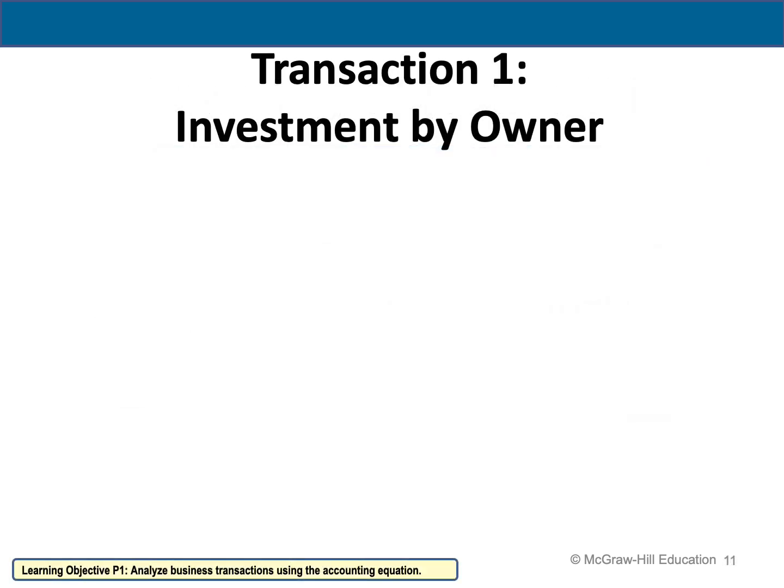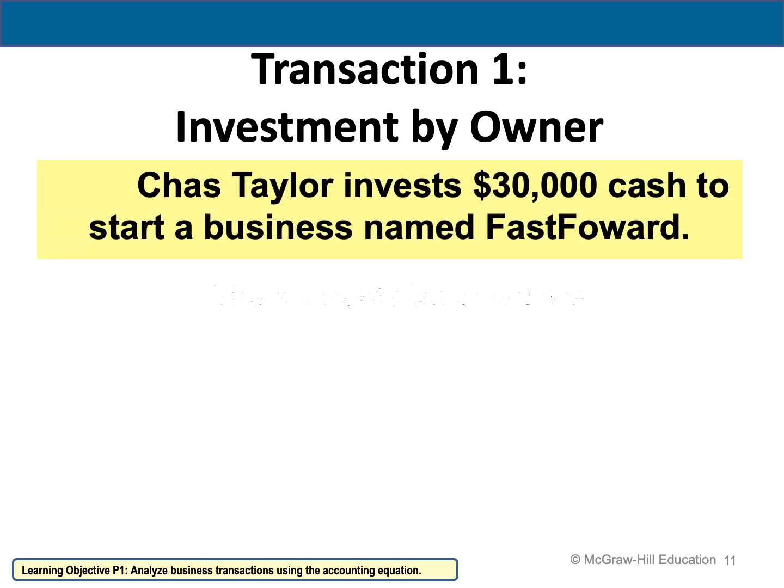Okay, let's start with transaction 1. The first transaction says that Chess Tyler invested $30,000 cash to start up a business. This business is named Fast Forward. Whenever you see this kind of transaction, you have to remember that I have an owner, he wants to start up a business, so he puts in some money, because I cannot start up a business without money, of course. So the investor put $30,000 cash inside the business.